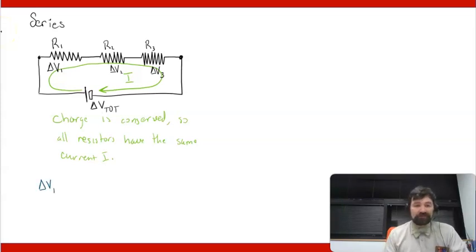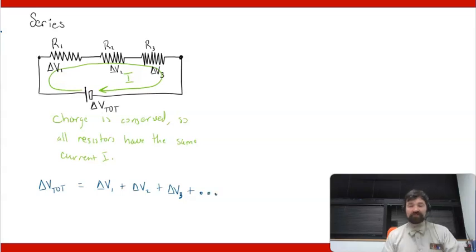Well, the total must be equal to the sum of the individual amounts of work done, and therefore the total voltage drop is the sum of the voltage drops across each of my resistors. And I'm going to put a little ellipsis here because we could have 4 or 40 or whatever. We might even only have 2, in which case delta V3 and all other terms after it are 0. But I'm going to do 3 for now.